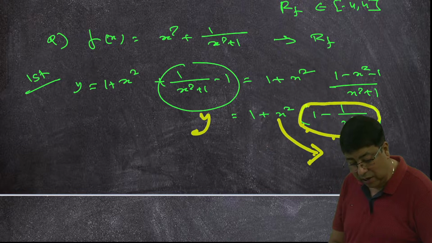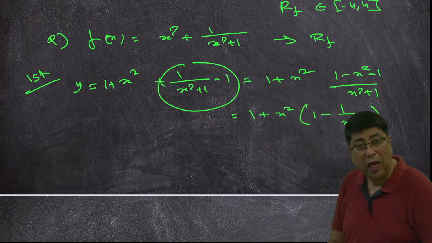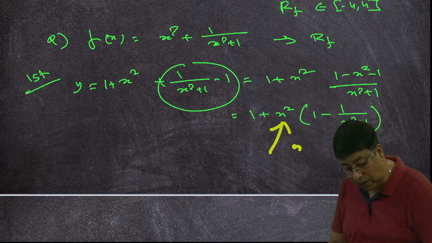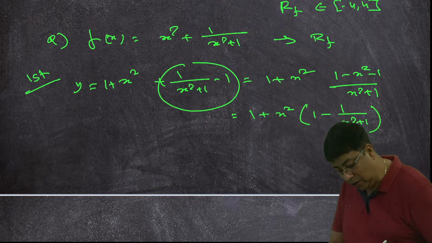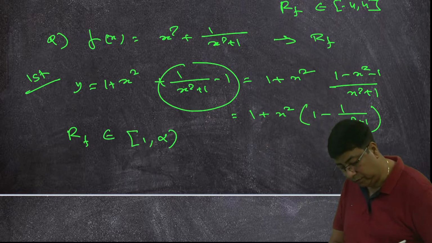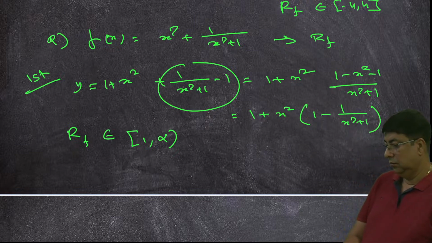Now the question is that y is infinity, and when x is coming to be 0, put x as 0, y is coming 1. Therefore, the range of the function belongs to 1 to infinity.